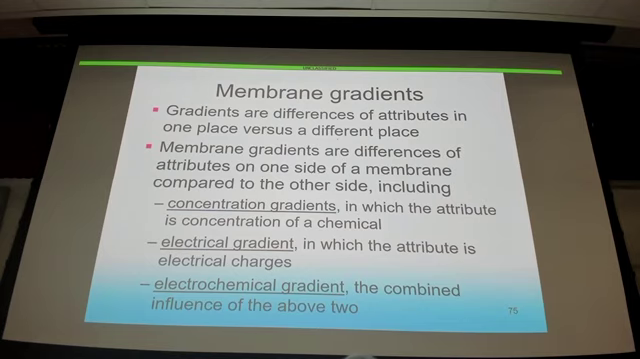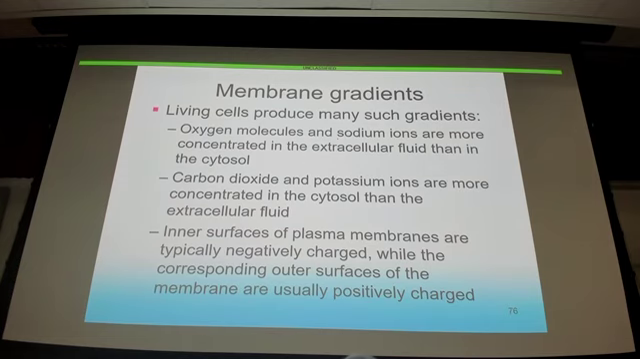You see what I'm saying? Nothing will move if there isn't one, because we're going to use that for a lot of things. Many cells produce a lot of different gradients. Oxygen and sodium are more concentrated in the extracellular fluid. We understand that: oxygen comes from the lungs, travels to these cells, and is in the extracellular fluid, so there are more oxygen molecules out there, and also more sodium. The inside of the cell is going to be higher in carbon dioxide and potassium.